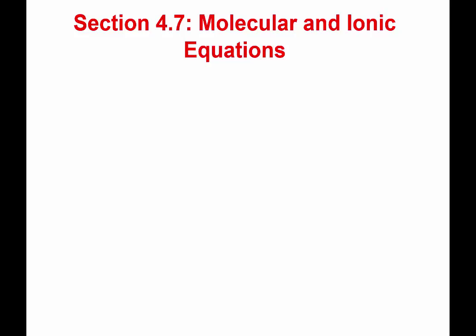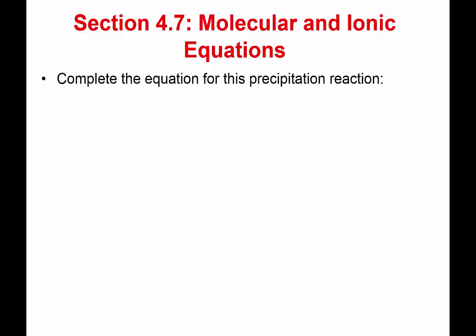But I'm going to start out with just a review of that material. So we're going to go over how we write an equation for a precipitation reaction. So let's say you were to mix solutions of calcium nitrate and potassium carbonate. So what would be the products of this reaction? And let's write a balanced equation for that reaction.